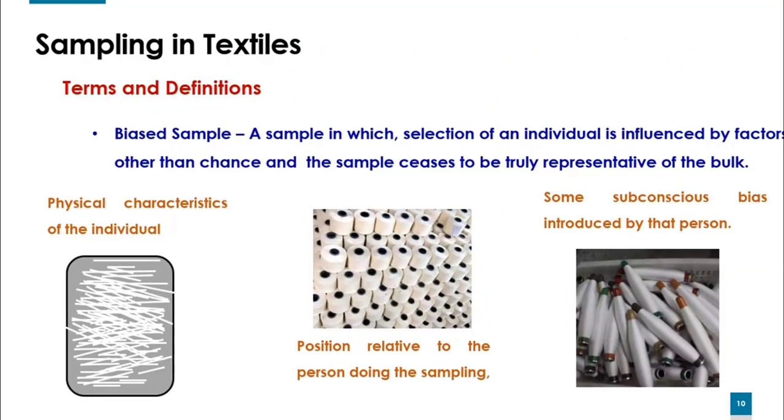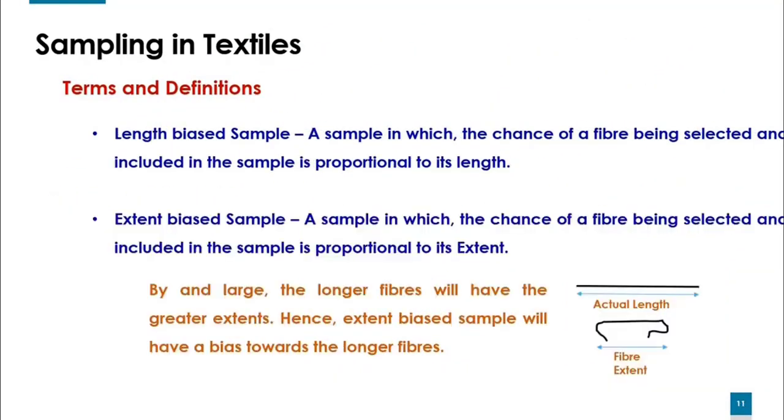After biased sample, let us move to the next definition, length biased sample. As has been discussed in the previous slide, if you give importance to longer length fibers, then the resultant sample is called a length biased sample. This is specific to textile materials.